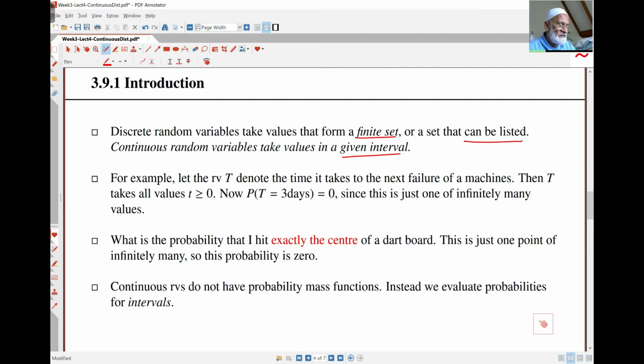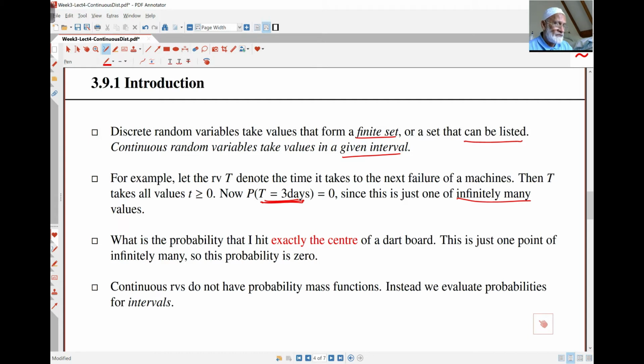An example here is the random variable t denoting the time to the next failure of a machine. All I know is that t is bigger than or equal to 0. Now, if I'm looking at a particular value, like the probability that one of my students is exactly 2 meters tall, that'll be 0, because 2 meters is only one value in a whole continuum, one value in infinitely many values. So that'll be 0. So probabilities for single values for continuous distributions are 0.